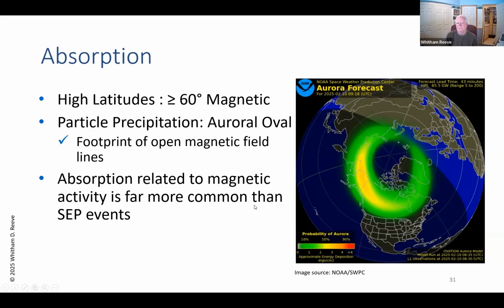So these types of events from particle precipitation, or auroral precipitation, are far more common than SEP events. In fact, I don't think a day has gone by in the last 6 weeks or so that I haven't seen at least one of these.